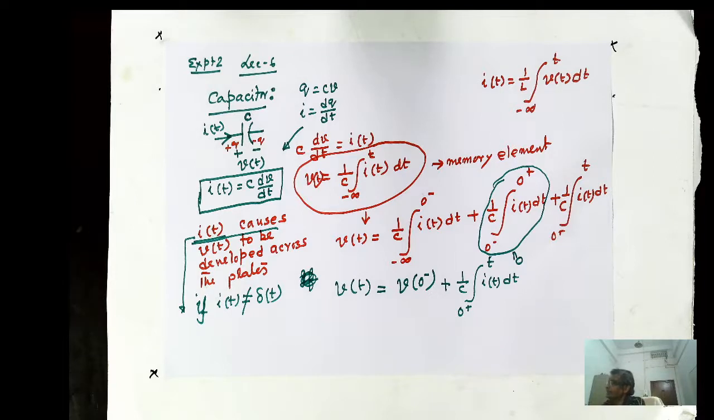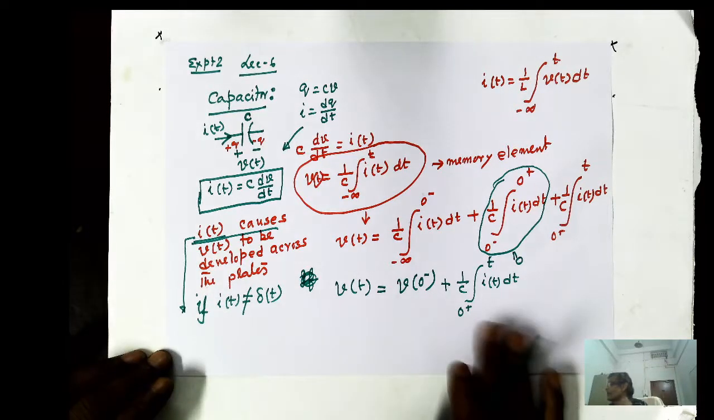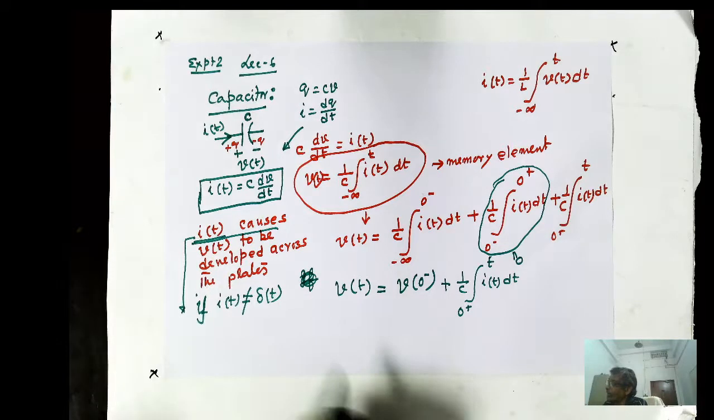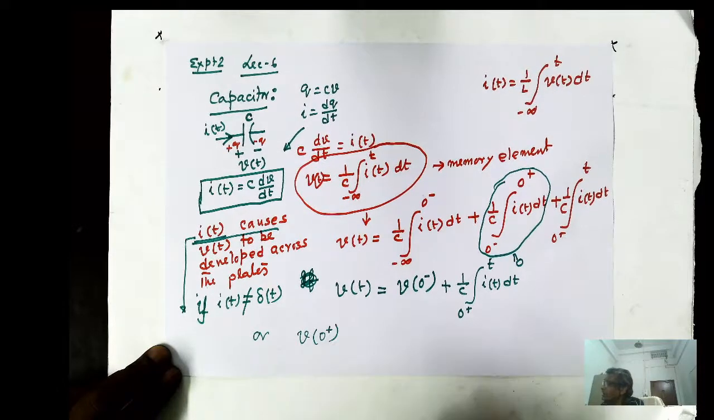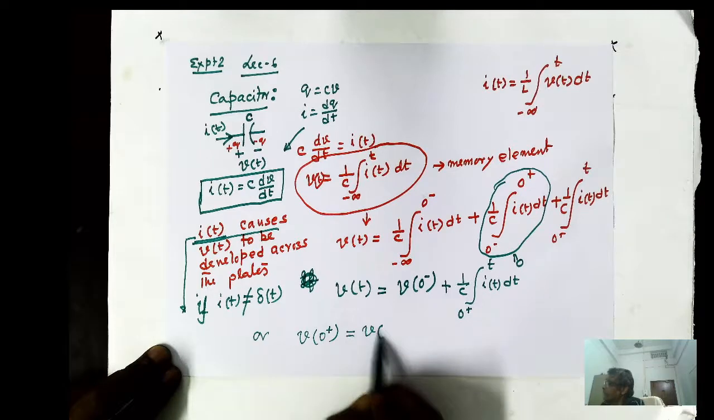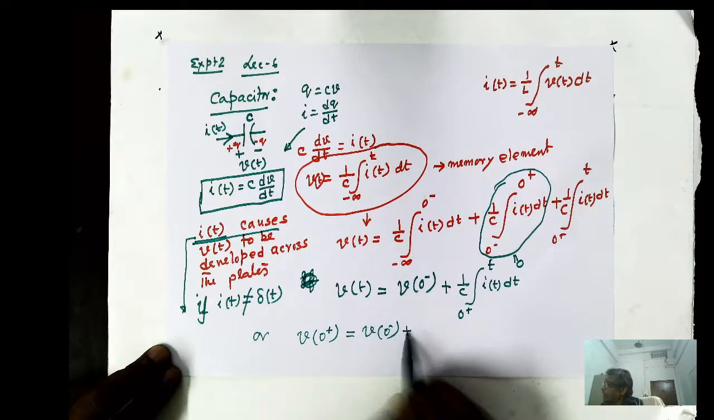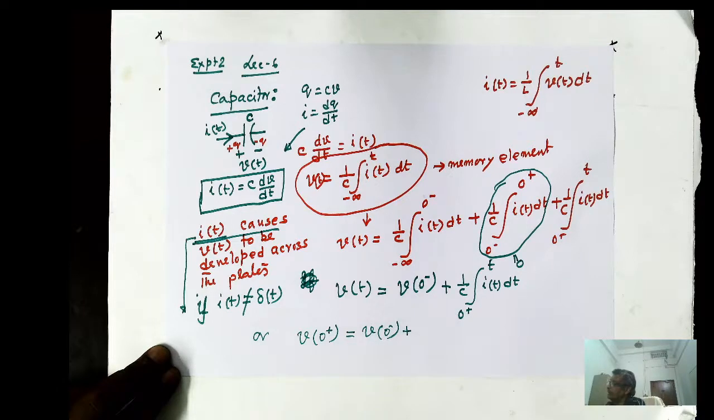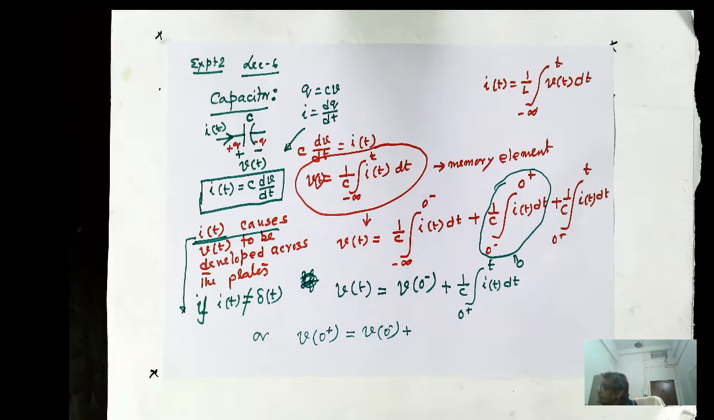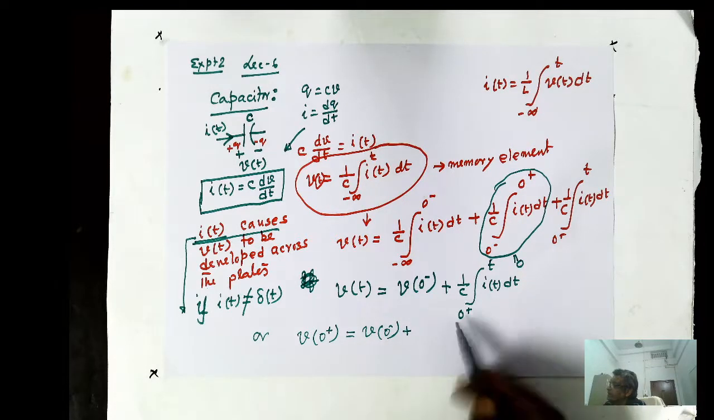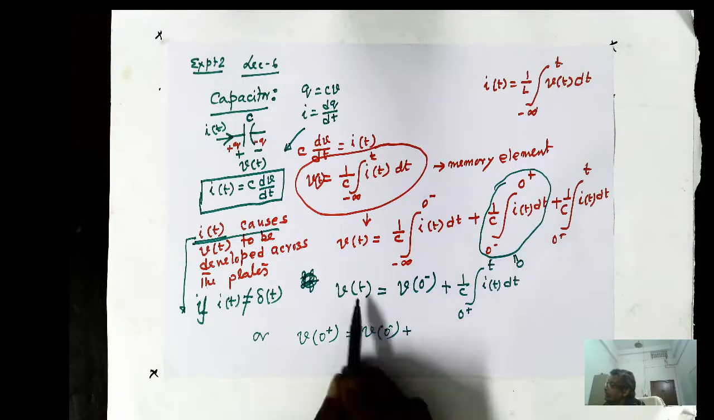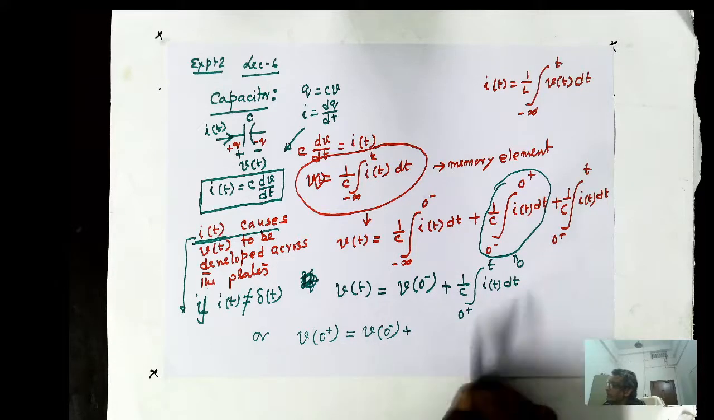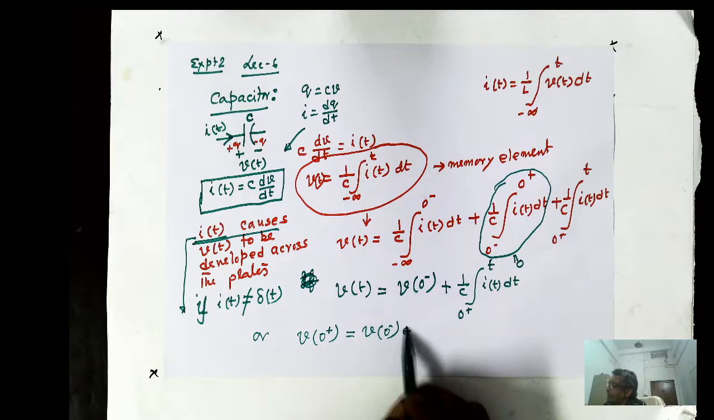So this is v(t) equal to this one. Obviously, I can write v(0 plus), at time 0 plus, it will look like v(0 minus) plus the integral from 0 plus to 0 plus. Put t equal to 0 plus on both sides. So this integral will vanish and you will have this condition.